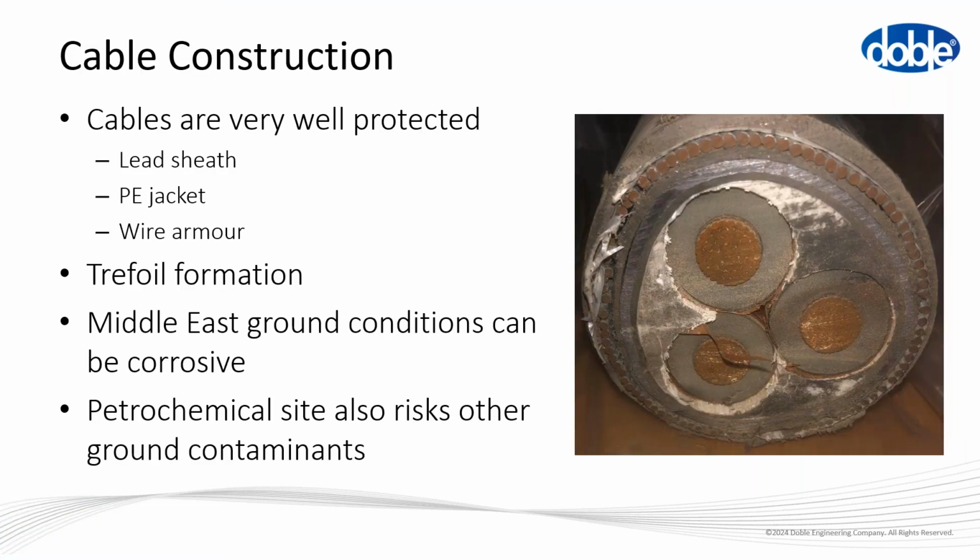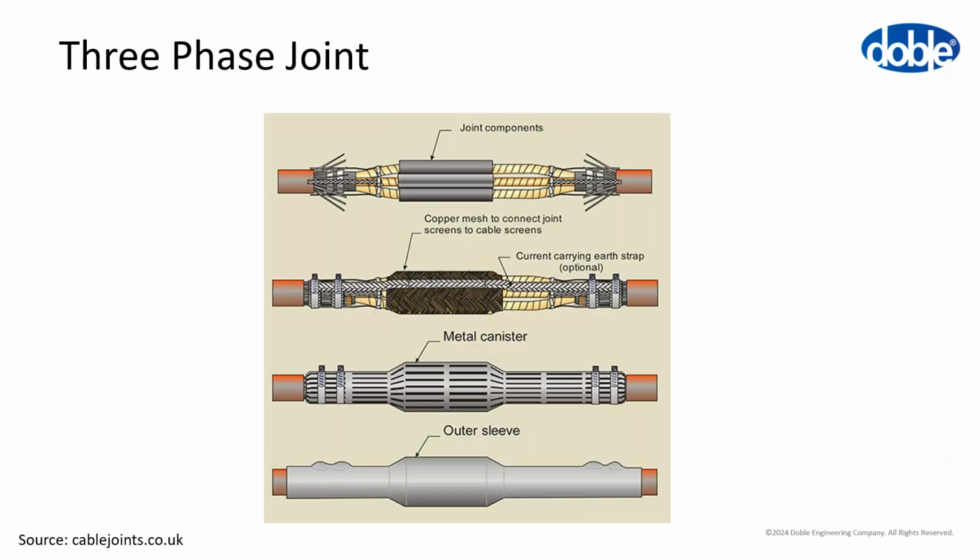So obviously I can see what the cable looks like because I have a cut cable end. It's a 3-core cable. We've got a lead sheath, there's a PE jacket over that, and then also armor wires over that. These are land cables, but certainly in the Middle East, it's quite common for land cables to be armored. So it's a three-phase joint. I appreciate that we may have people on the call who are not out and out cable experts.